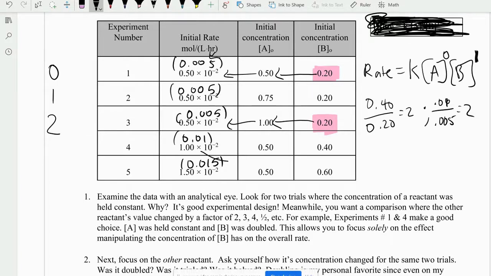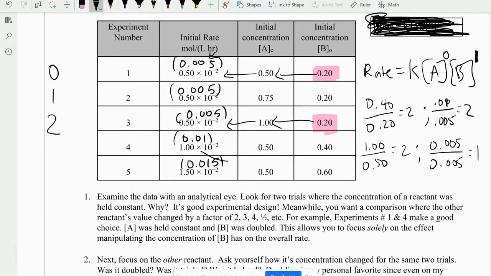So again, in this case, we're comparing trials 1 and 3. If we took the initial concentrations, we can see that they doubled. Yet if we look at the rates during those same trials, we can see that it stayed the same. Thus, doubling the concentration did not do anything to the rate.